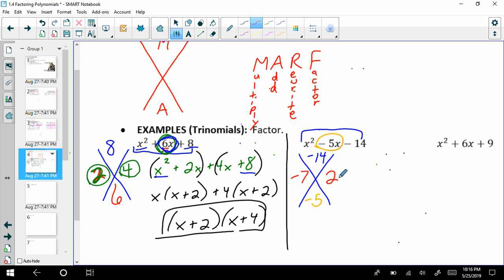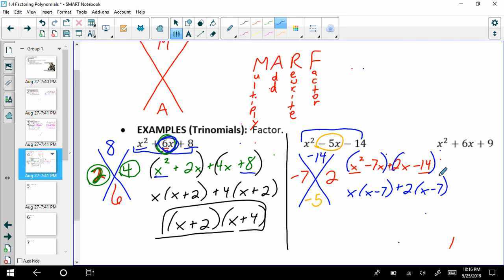So now rewrite it. x squared minus 7x plus 2x minus 14. Again, the first and last number don't change. It's the middle two that I'm rewriting. And now I'm going to factor it by grouping. So we'd get x minus 7 and x plus 2.